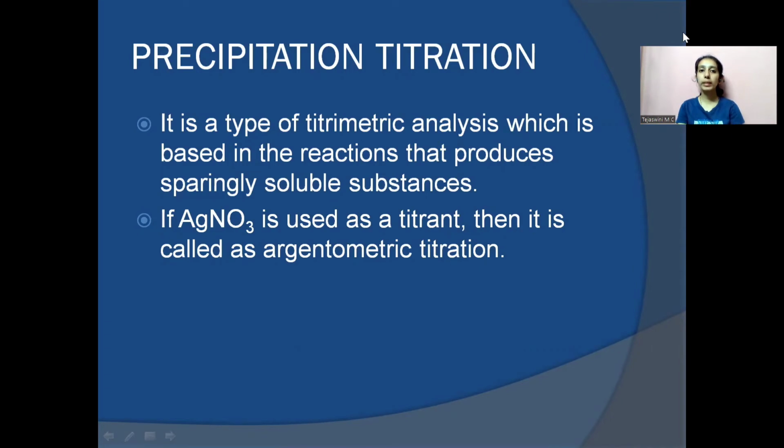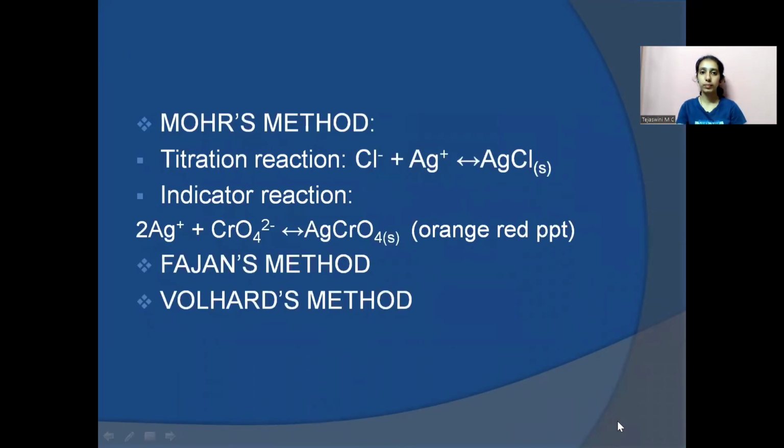Now let's know about Mohr's method. In Mohr's method, there will be a formation of a colored precipitate. It is developed for the determination of chloride, bromide, and cyanide ions. It uses AgNO3 as titrant and potassium chromate as indicator. This is the titration reaction and this is the indicator reaction. The molar solubility of Ag2CrO4 is nearly 5 times that of AgCl. As a result, AgCl precipitates first.